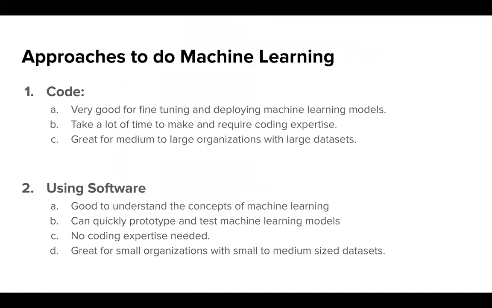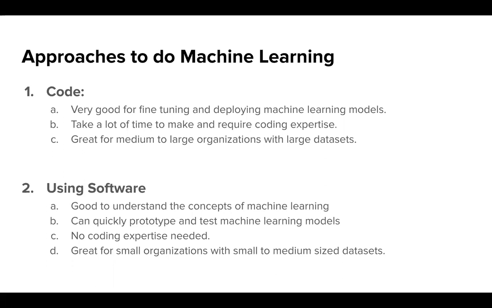One is through code. It's very good for fine tuning models, for changing the small things in the model, and for deploying the machine learning models. And it's great for big data sets, like if you're trying to work with tens of thousands of data rows. But the trade-off is it's going to take a lot of time and it requires a lot of coding expertise to do so.